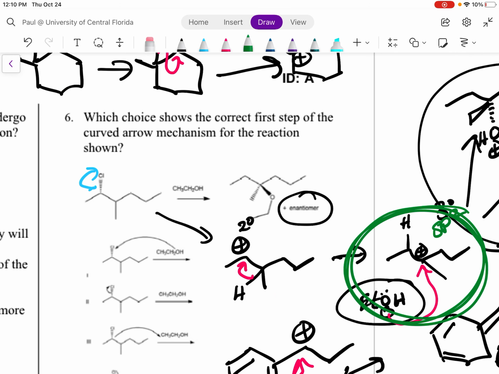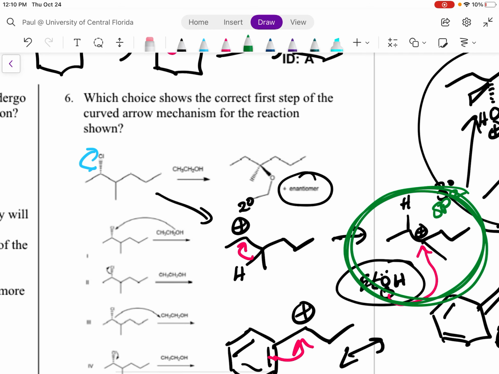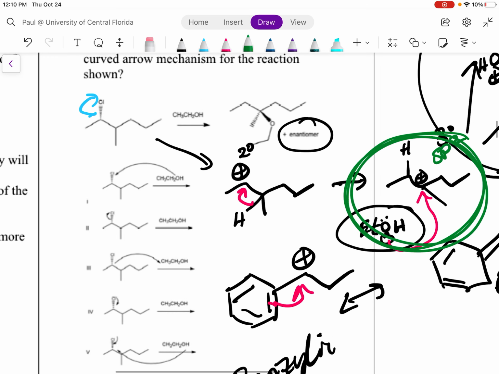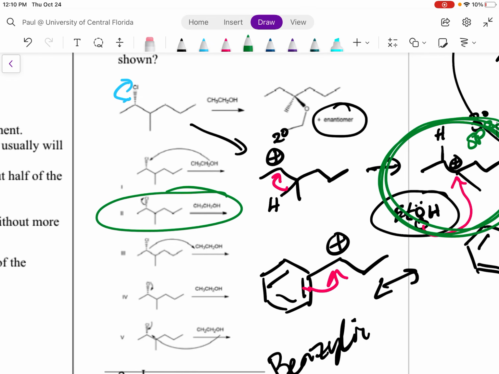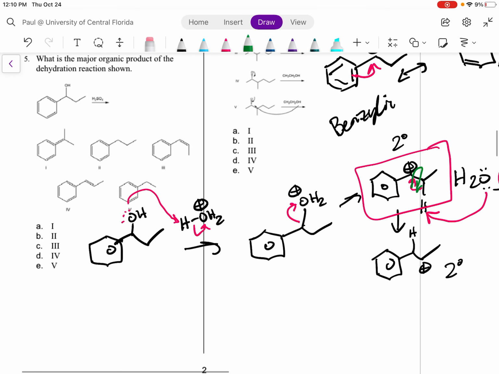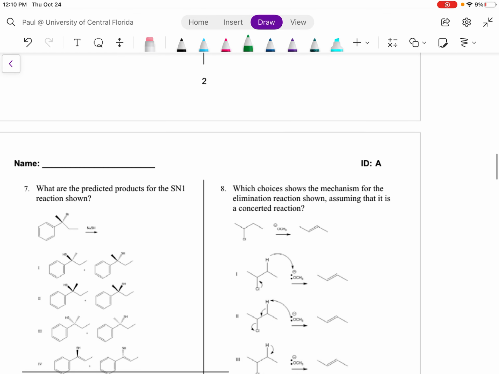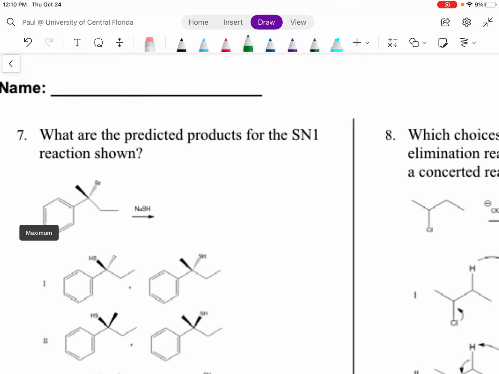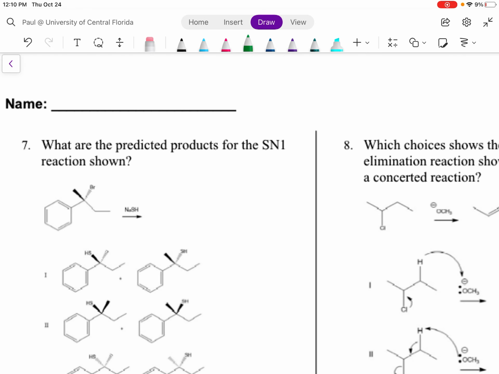So I gave you a whole lot more information for question 6 because all it asked is what's the first step. And that would be the leaving group leaving. Okay, so which would be that one right there. So I gave you more information and some very important information to consider when you're doing these substitution reactions.